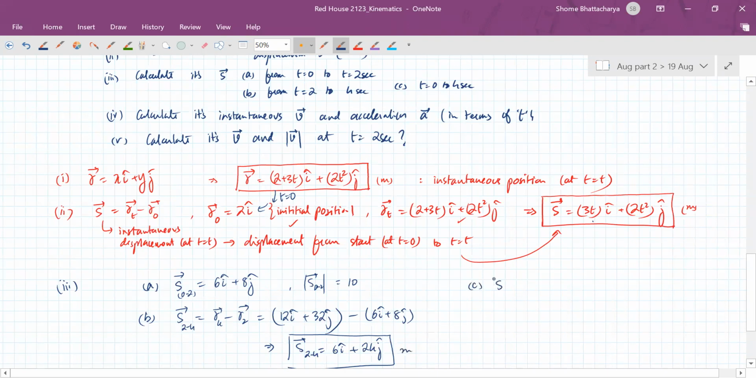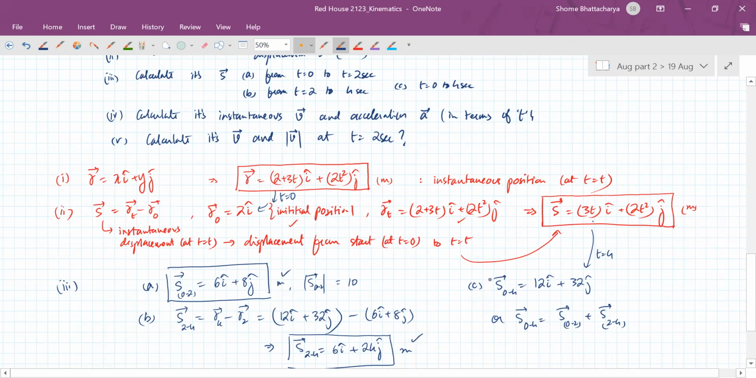Now the third part, when you want to calculate displacement from 0 to 4 seconds, you can directly substitute t equal to 4 and you will get the answer. Or what we can also observe is that the displacement from 0 to 4 is actually the sum of the displacement from 0 to 2 plus the displacement from 2 to 4. So you can check that. If you add these two displacements, you will get this one. Okay, so we completed that.